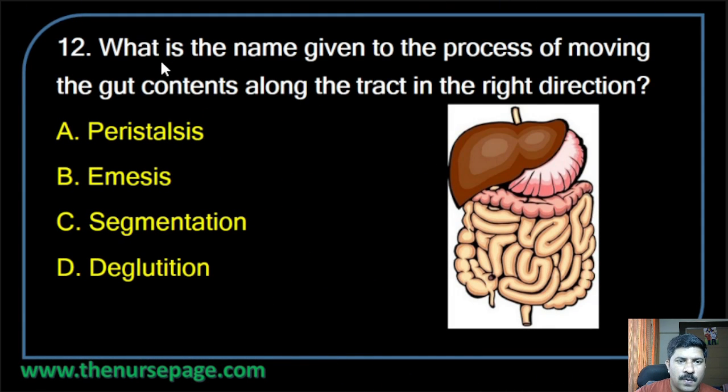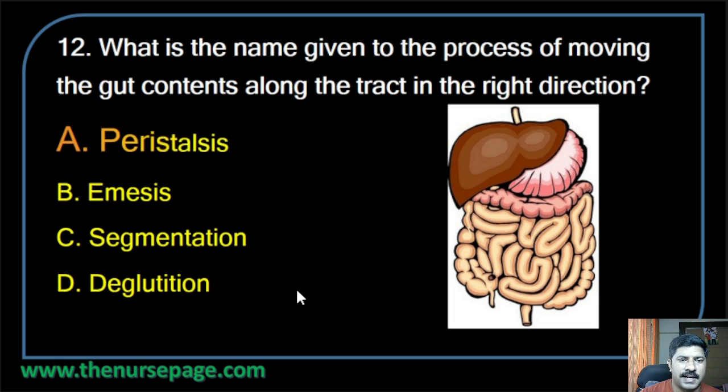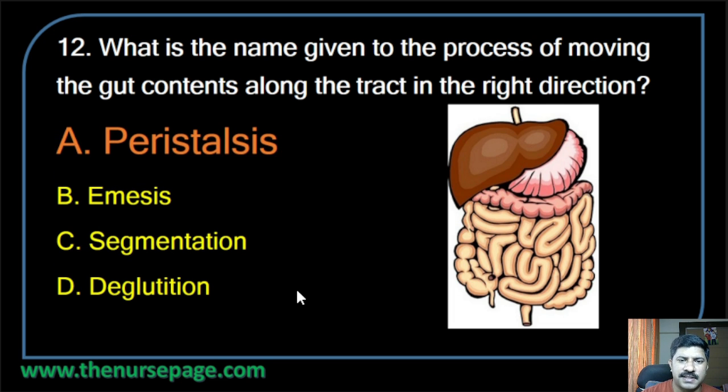Next question. What is the name given to the process of moving the gut contents along the tract in the right direction? Peristalsis, emesis, segmentation, deglutition. Correct answer is peristalsis. Peristalsis is a unidirectional movement of the food contents through the gastrointestinal tract. Emesis is related to vomiting.